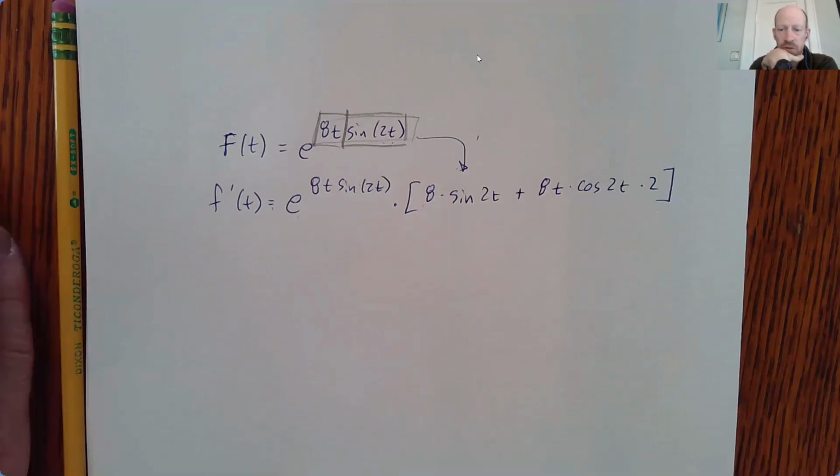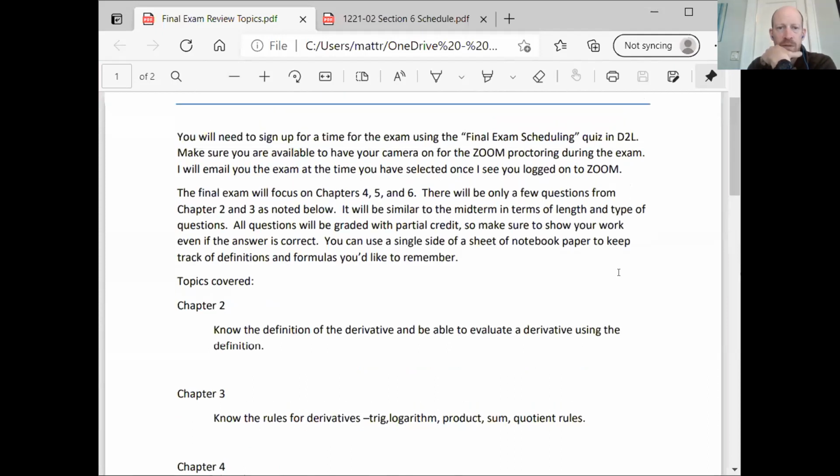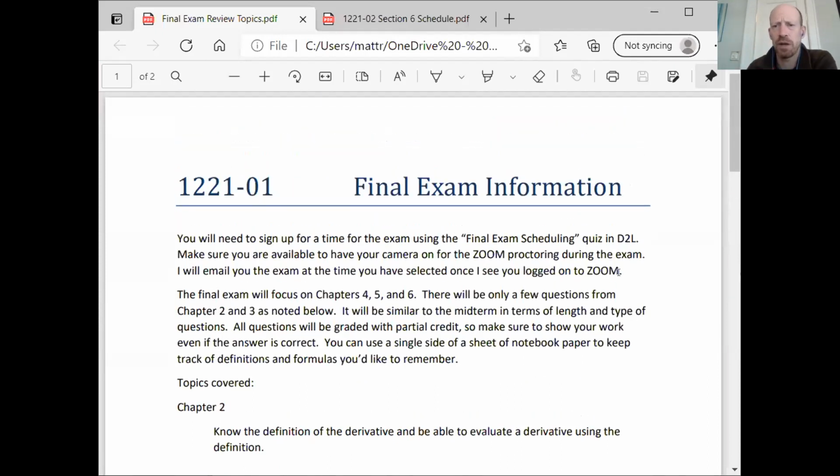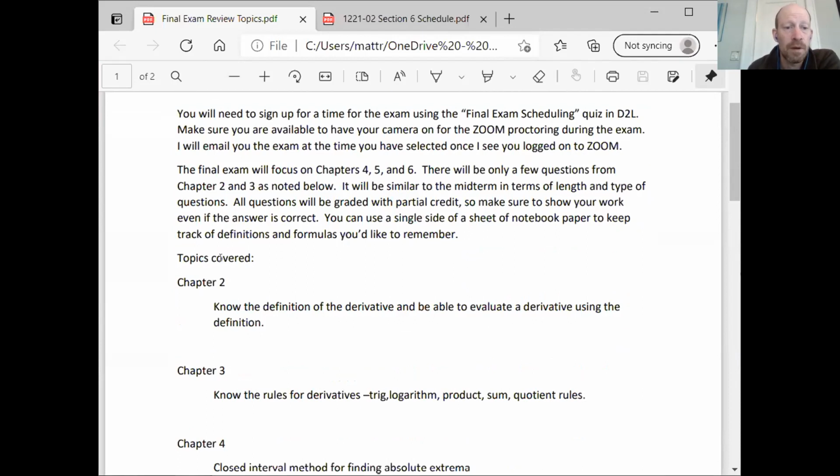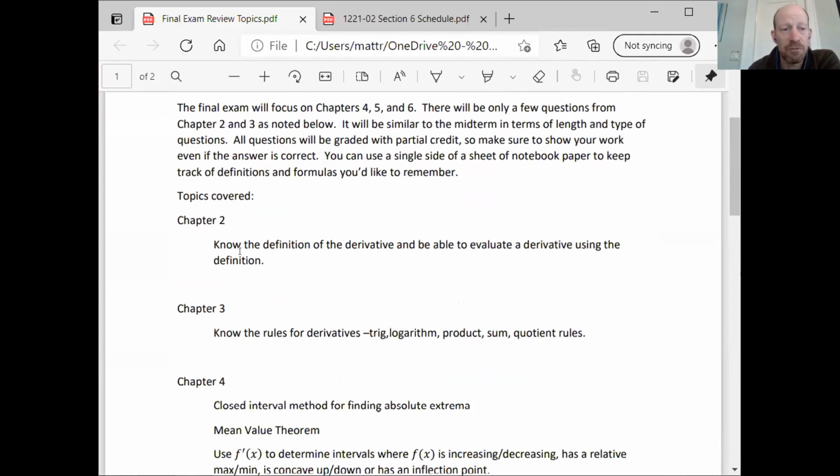So here's our list. This is posted on D2L. The final exam focuses on 4, 5, and 6, but there's a few questions from 2 and 3. So basically, from chapter 2, I'm going to make sure that you know the definition of the derivative and can use the limit to find that derivative. So using that definition, remember the limit of f of x plus h minus f of x over h.